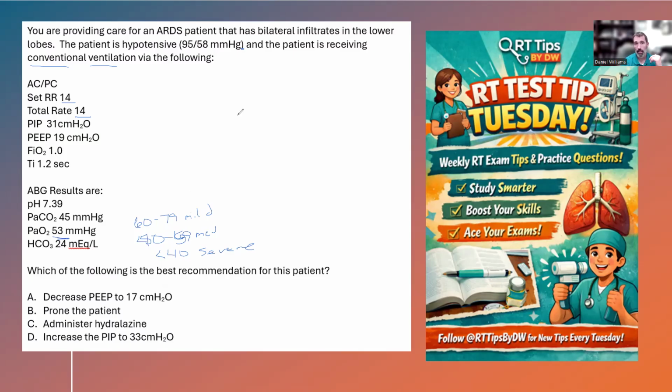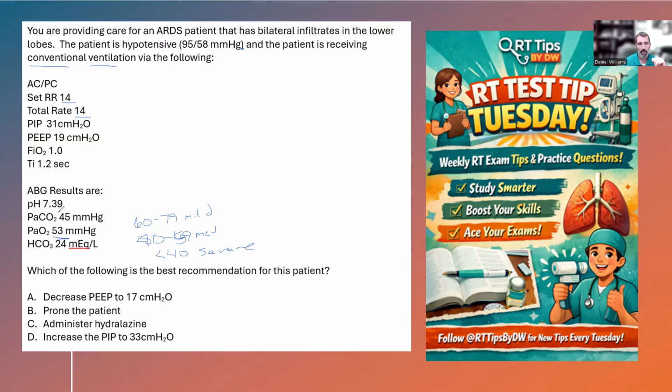The bilateral infiltrates, we talked about that. The patient being hypotensive, we talked about that as well. So is the issue here what we have? Is the low blood pressure the primary problem? Is there anything wrong with the settings that we got? Is that the primary problem? Is the blood gas the primary problem? So you can look at your answer choices and try to help figure out where we're going with things.